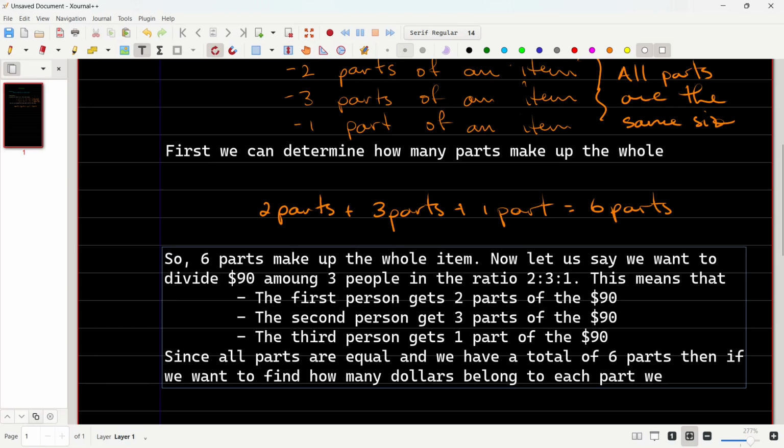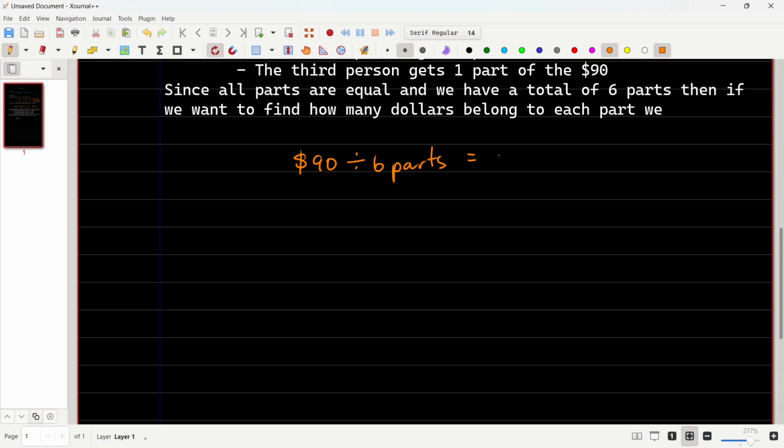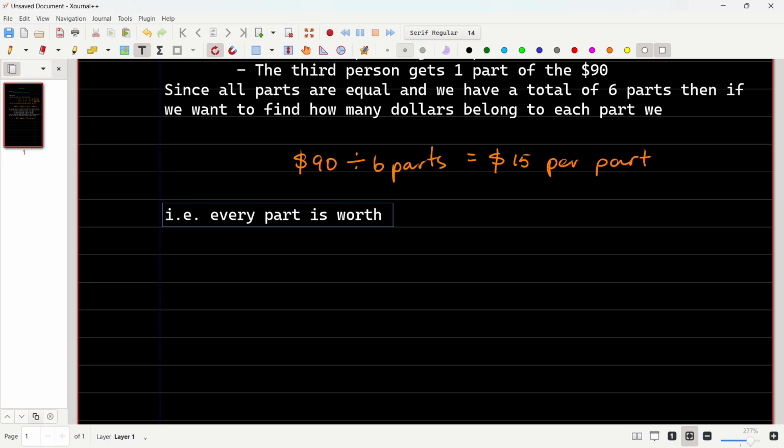We can say something like $90 divided by the 6 parts means that each part is worth $15. So let me write that again. Every part is worth $15.